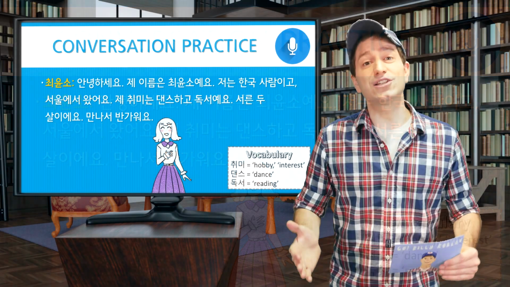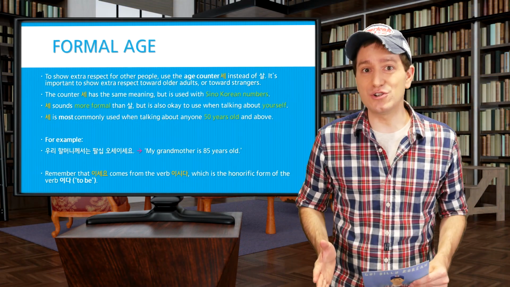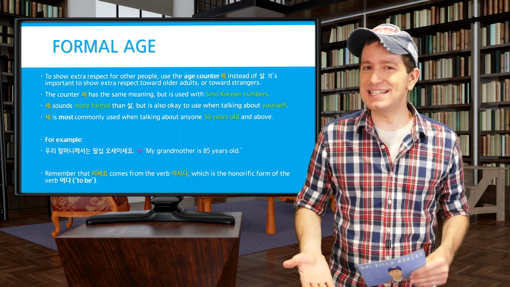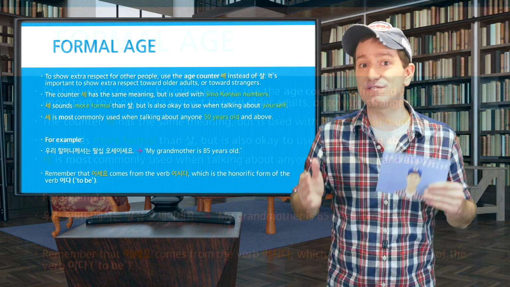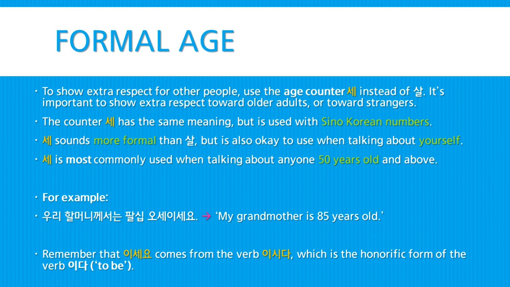But before we go, let's learn about one more important counter that you can use for saying how old someone is. And that is, if you want to show extra respect towards someone, you can use the counter 세 instead of 살. Here's how that works. It's always important to show extra respect toward other adults or toward strangers. And the counter 세 has the same meaning as 살, but it is used instead with Sino-Korean numbers. Note that 세 sounds a bit more formal than 살, but it's still okay to use it when talking about yourself. And 세 is most commonly used when talking about anyone older than 50 years.